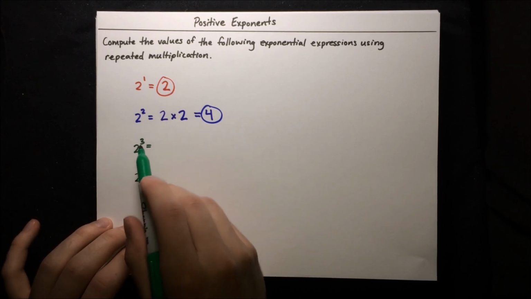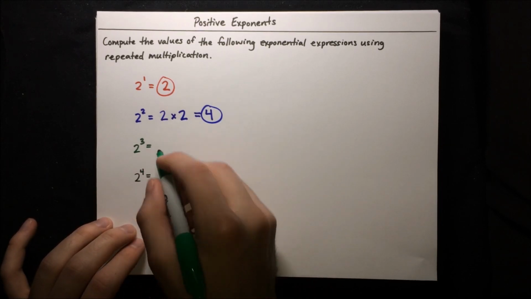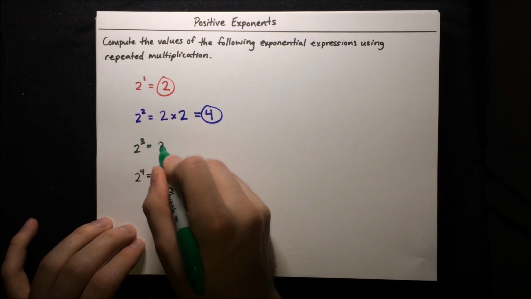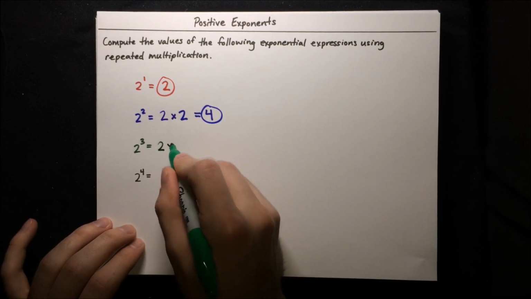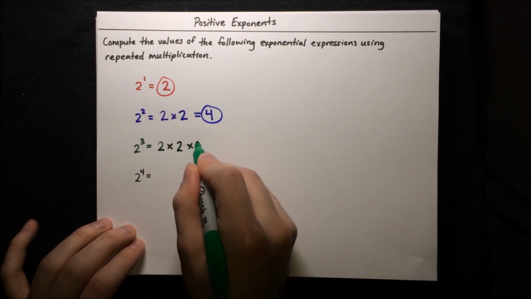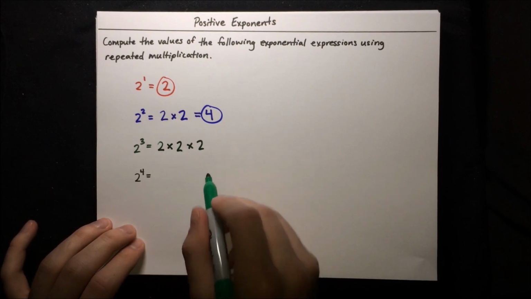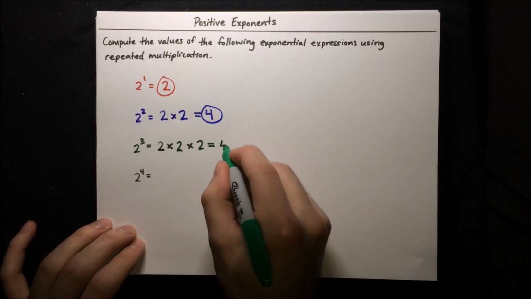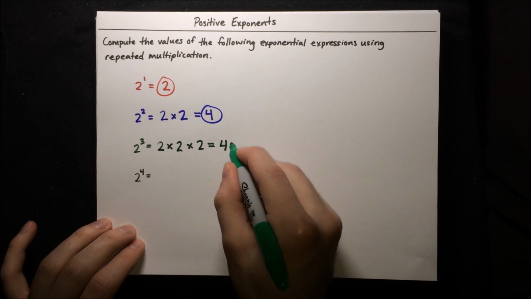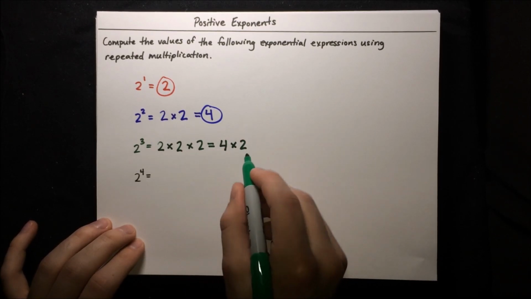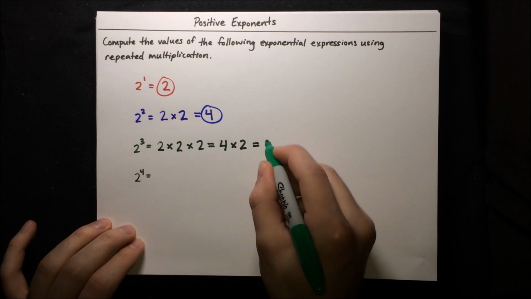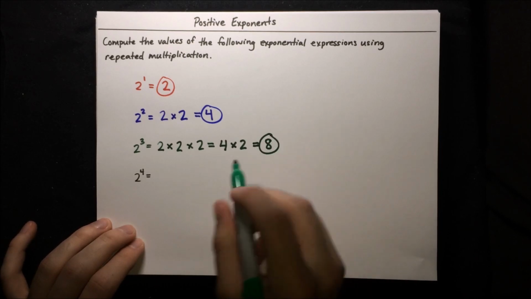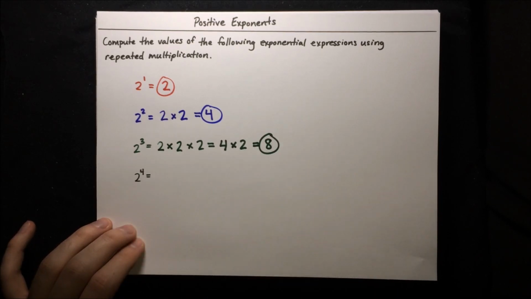Alright, how about 2 to the exponent of 3? Well, 2 to the exponent of 3 just says to multiply 2 by itself 3 times. So 2 times 2 times 2. 1, 2, 3. And we just need to compute that. So 2 times 2 is 4. And then we're multiplying that by 2. So 4 times 2 is just 8. So 2 to the third power is just 8.